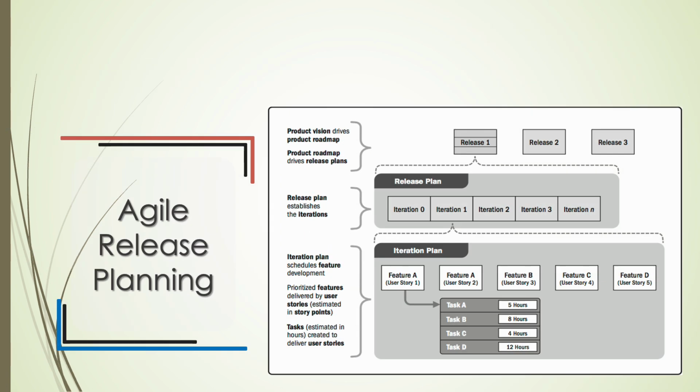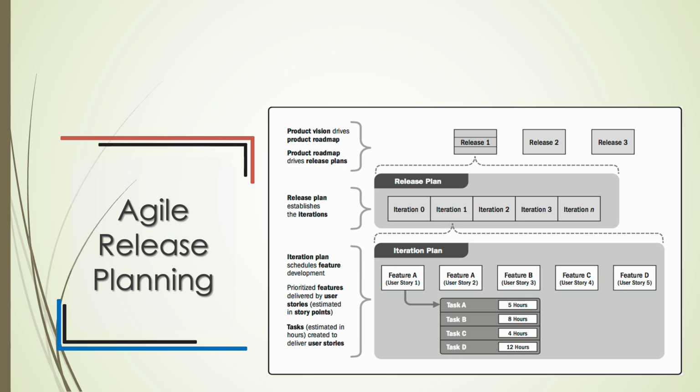The diagram shows how product vision drives the product roadmap, which in turn informs the release plans. Each release plan outlines a series of iterations where prioritized features are scheduled for development. These features are detailed through user stories, estimated in story points, and broken down into smaller tasks, estimated in hours, to guide the team's work during each iteration.